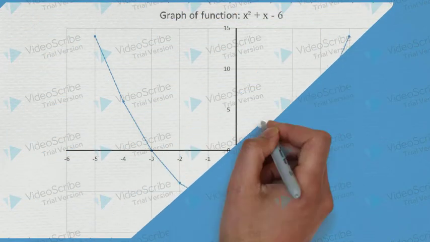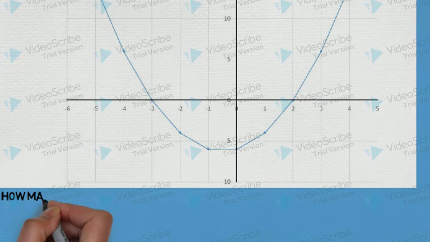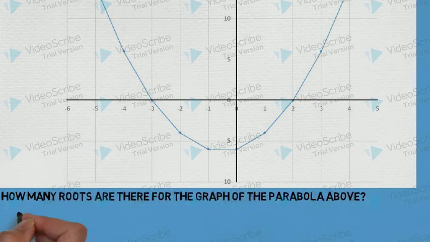Finally, we have the quadratic function x squared plus x minus 6. How many roots does the graph of the above parabola have? A, 2, B, 1, or C, 0? Take your time and think about it.